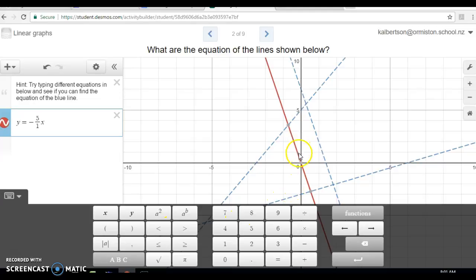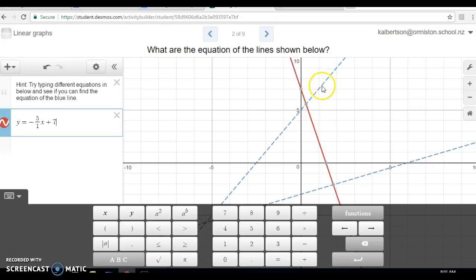Now, what we need to do though is we're working with this blue dotted line. We need to find out where it crosses through the y-axis, or what its y-intercept is. Here it is, it cuts through at 7, it's positive 7, so we type plus 7. If we're right, the line falls on top of the other line. So for the first one, we are indeed right.